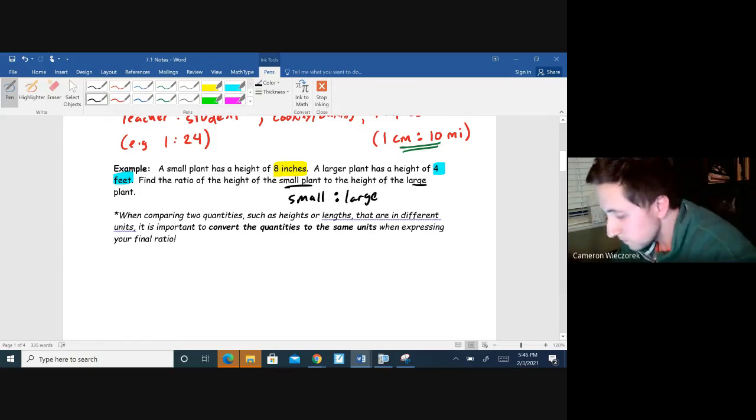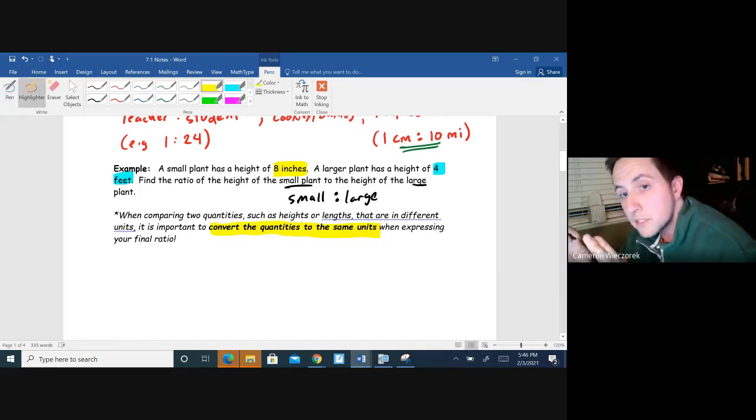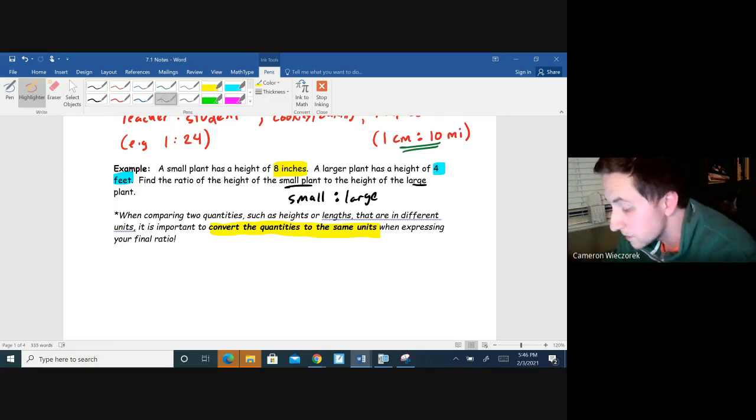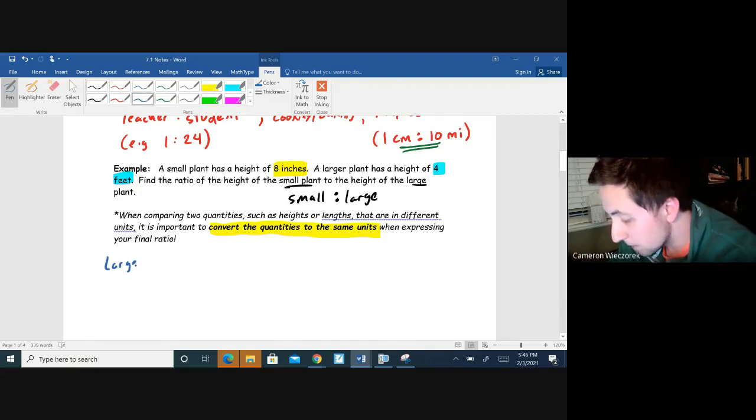Okay. Now, whenever you're going to compare two quantities that are both heights or both lengths that are in different units, you want to make sure that you convert those quantities to the same units, because we want the units to cancel out at the end if we're measuring in the same unit of measurement like height or length. So in my problem, I need to convert the feet to inches or the inches to feet. I'm going to choose to convert the larger plant. The large plant was 4 feet.